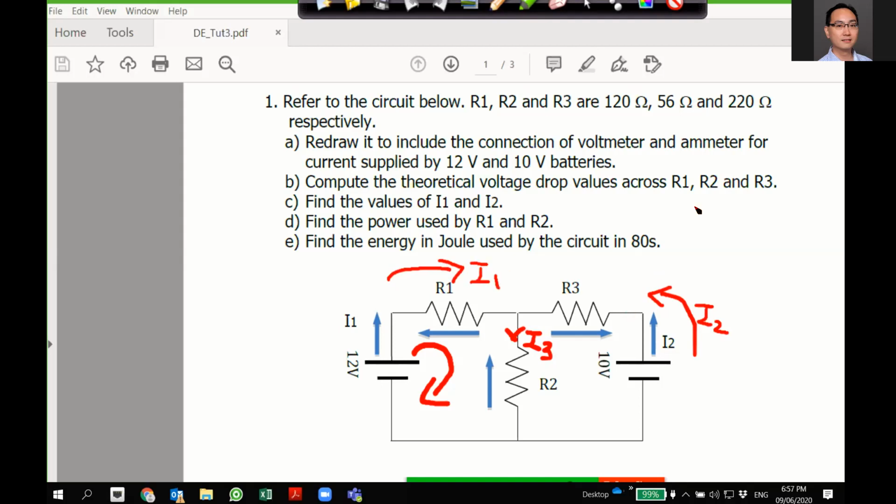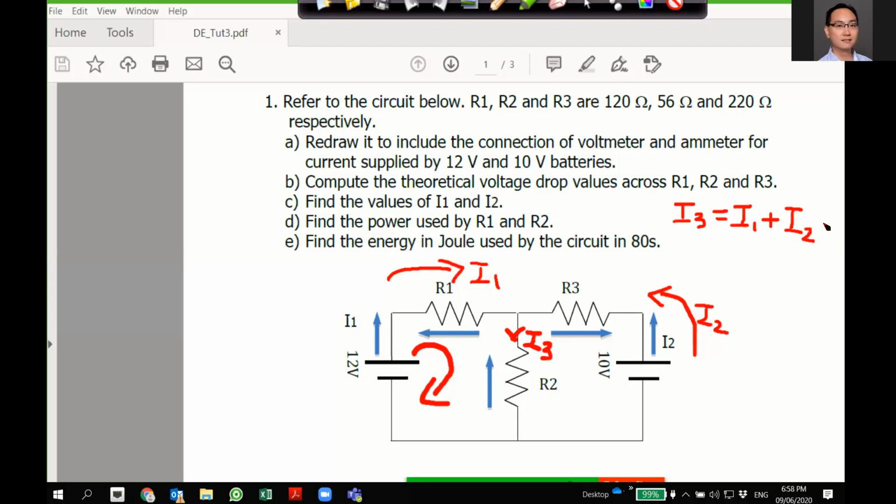So your I3, you can form an equation. Y'all can take your own notes at your desk. So you can form the I3 current equals I1 plus I2. Do you agree? Okay. Agree. So I1, I2.